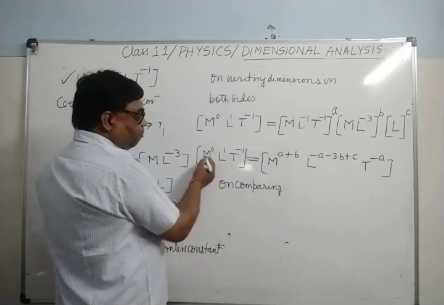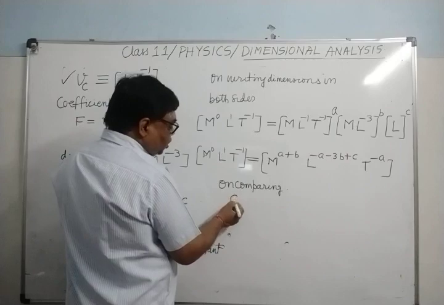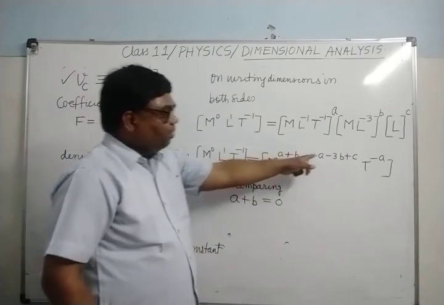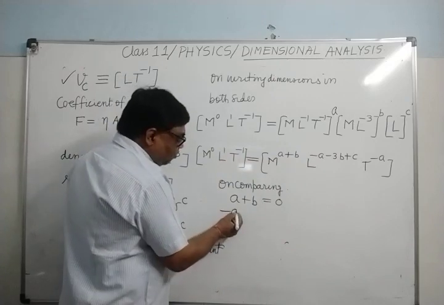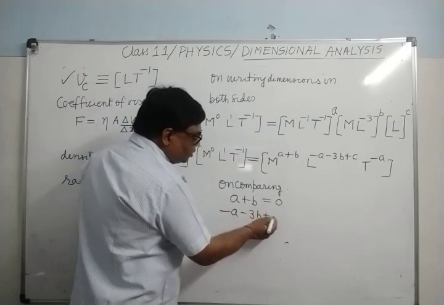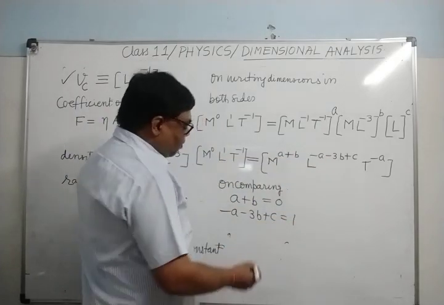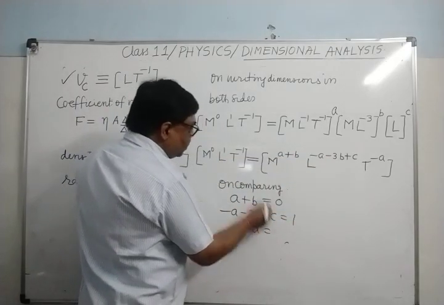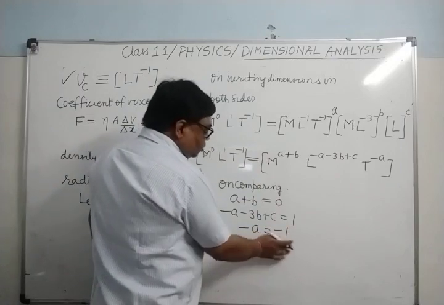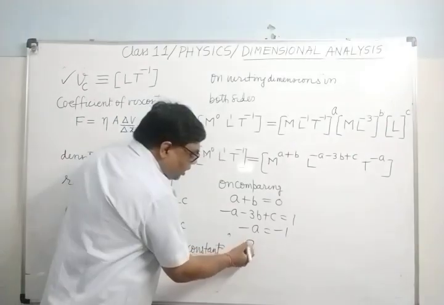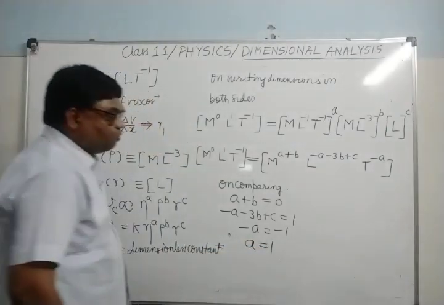Here on M the power is 0, and here it is a plus b, so a plus b equals 0. On L the power is minus a minus 3b plus c, and here it is 1. And on T the power is minus a, and here it is minus 1. So see here, minus a equals minus 1, so what will be a? a will be equal to 1.